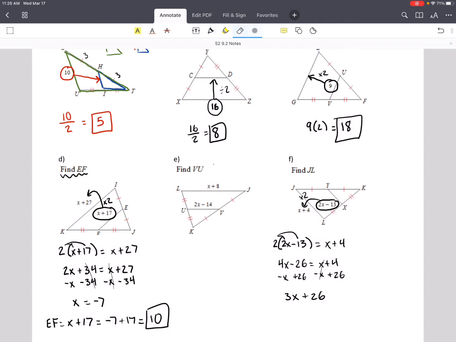Now let's add the 26. Now that should be plus 30. There we go. And it's not plus, it equals 30. It's fine. We're doing fine. So x equals 10, and we're trying to find JL, which is x plus 4, so I know that's going to be 10 plus 4, which gets me 14. And there is 9.2 in all of its glory.